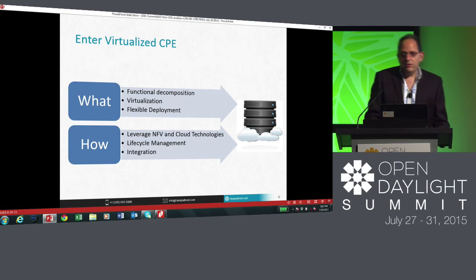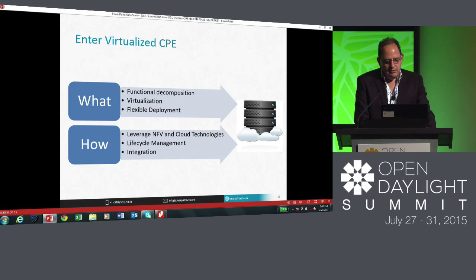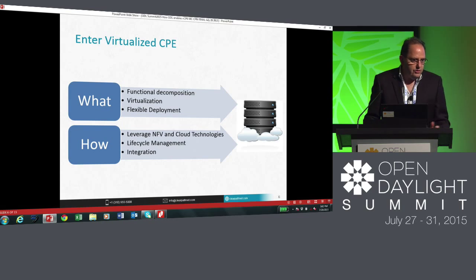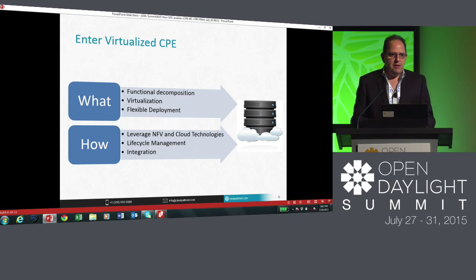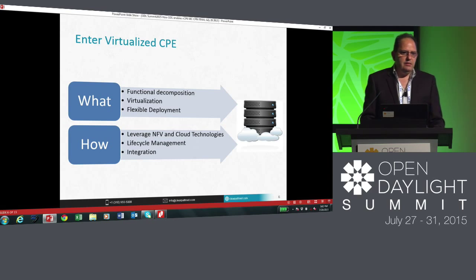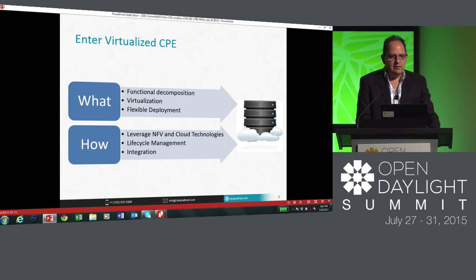So let's enter virtual CPE. This is one of those technologies that's actually going to help. What is virtual CPE? The idea is to be able to virtualize capabilities that were traditionally embedded into hardware and be able to deploy those in a flexible manner. It's a very generic definition, but I'm going to elaborate on most of these points.